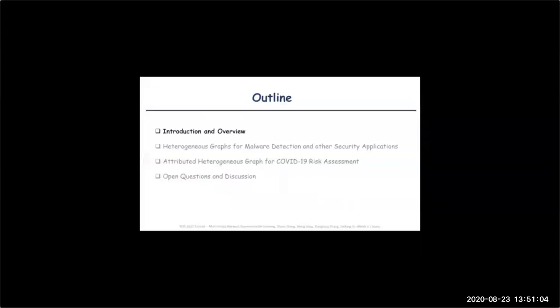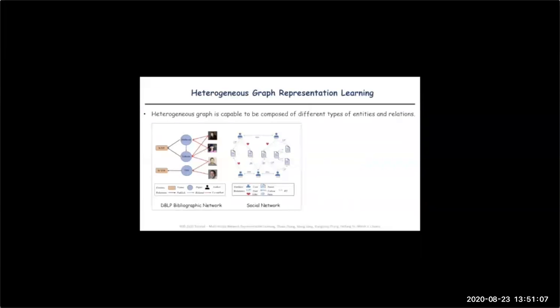I'm going to first give the introduction and overview. As heterogeneous graph is capable of composing different types of entities and relations, it has been widely used in bibliographic network and social network. And we may ask, besides these two kinds of widely applied fields, what are the typical research challenges for heterogeneous graph representation learning? And then beyond these two fields or some other widely applied domains, are there any other applications where we can leverage this kind of technique to resolve problems that generate high impact?